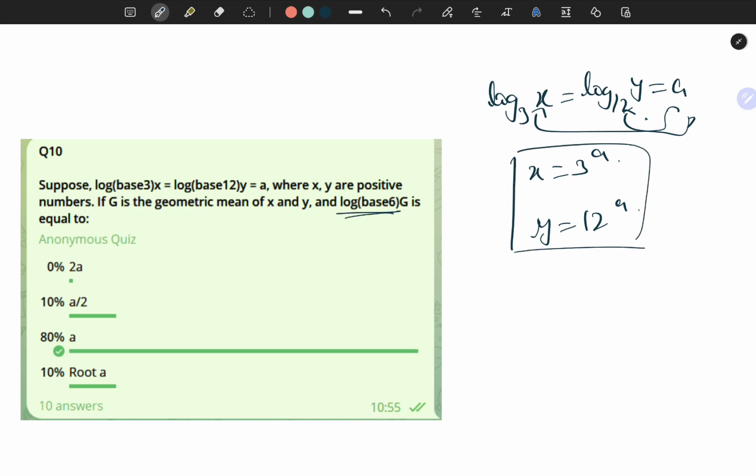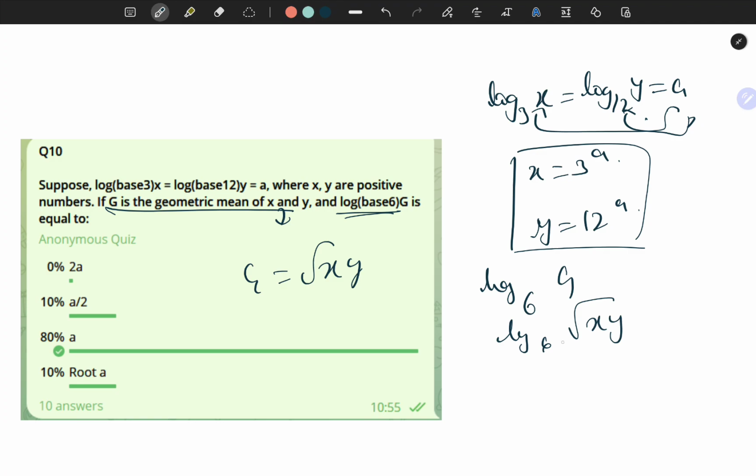Now the question is log base 6 of g, and g is the geometric mean of x and y, so g is basically root xy. Okay, so log base 6 of root xy. First of all, okay, remove it later on. Okay, so x is 3 to the power a, y is 12 to the power a. So this basically is 36 to the power a.